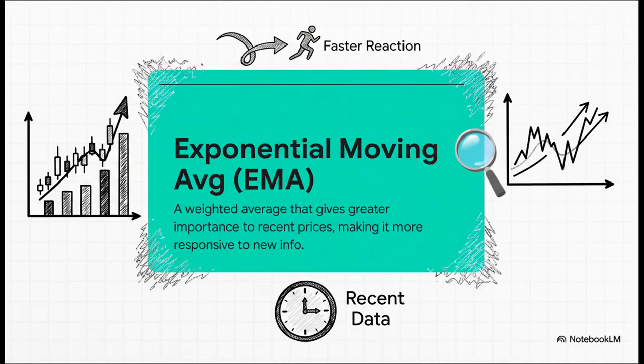Then you've got the exponential moving average, or EMA. This one's a little more dynamic. It also calculates an average, but it gives more weight, more importance to the most recent prices. The whole idea here is that what happened yesterday is probably more relevant than what happened 3 weeks ago. This makes the EMA react much faster to new price changes.